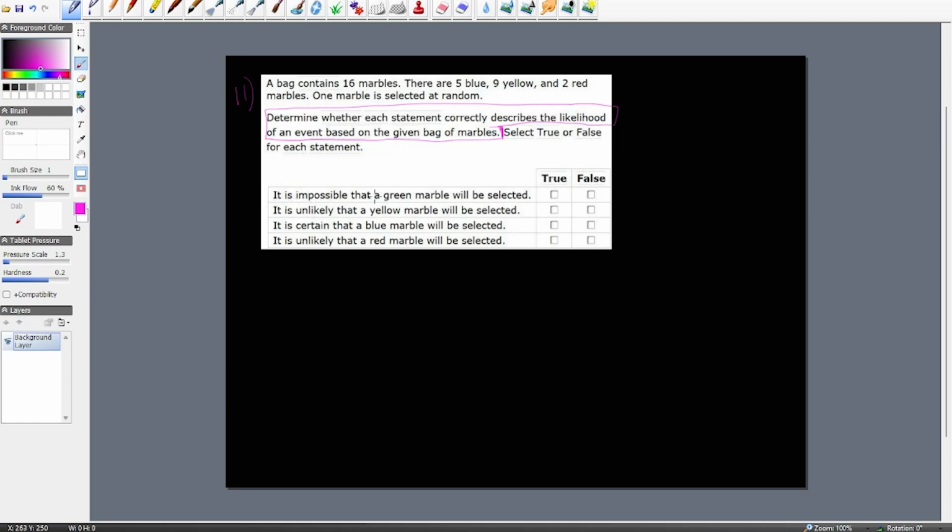It is impossible that a green marble will be selected. Well, we see there's 16 in total. There's 5 blue, 9 yellow, 2 red, and 0 green. So 0 out of the 16 are green. So that's correct. It is indeed impossible to choose a green.